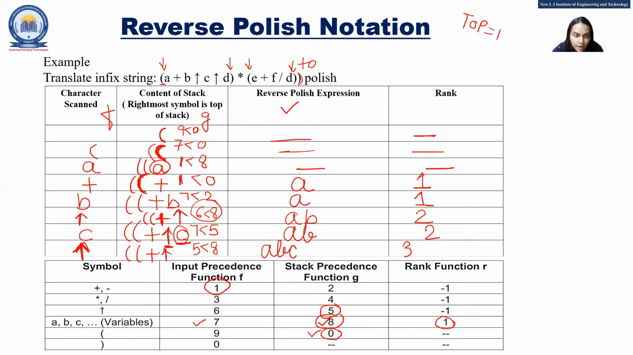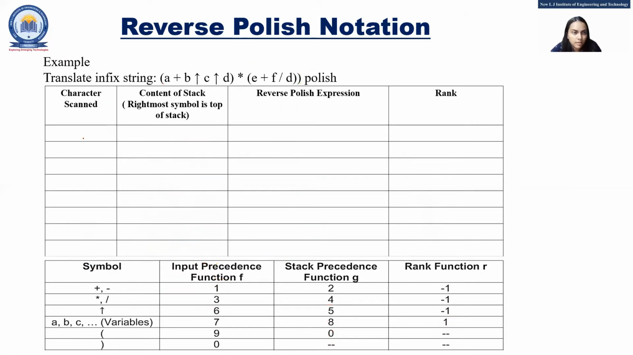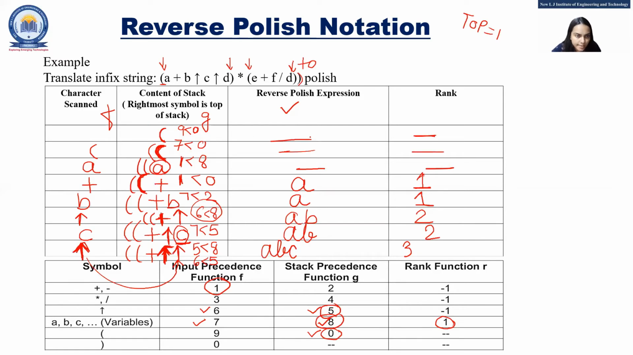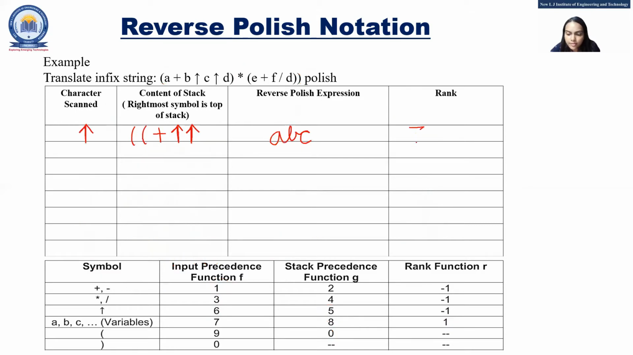exponential, and now again we have exponential. Let's compare that. Now in stack precedence is 5, and character input precedence of the same is 6. So 6 is not less than 5. So now we will push this as well. So what is the scenario? Let's copy it over here. This was the symbol, and now we have pushed it with the previous one as well. And here it is A, B, and C, and here it is 3.